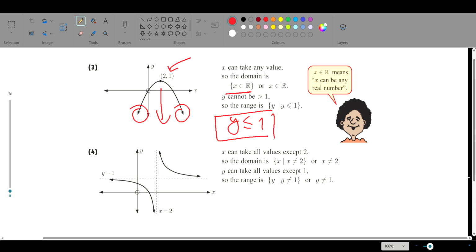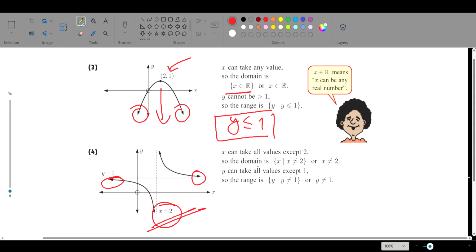Are you getting this? On the other hand, if you see the rational function, it has asymptotes. The asymptotes are the vertical one and the horizontal one. The vertical one is this dotted line. You can see x is equal to 2. So again, the domain of such a function is all real numbers because it goes all the way left and all the way right, but it does not exist at x equal to 2.